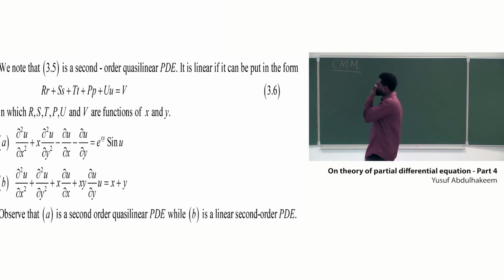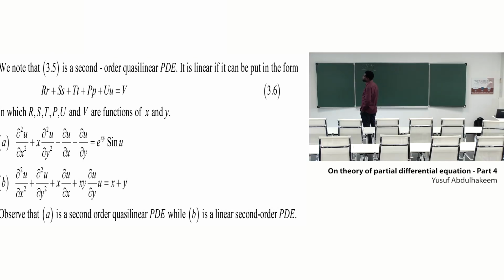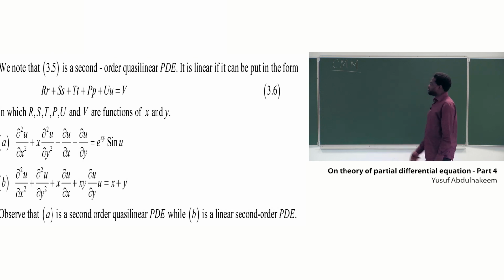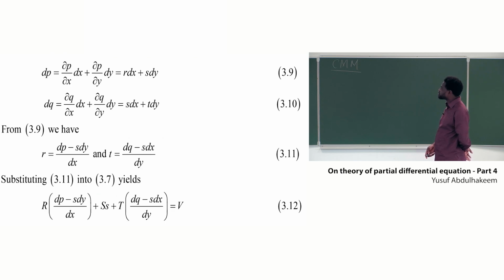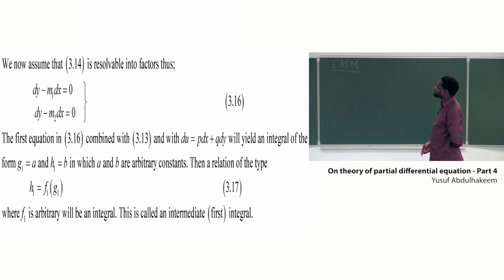So the same thing here with note, we know that 3.5 is a second order quasi-linear PDE, and it is linear if it can be put in this form, in which R, S, T, P, U and V are functions of x and y. We also look at this differential equation. Then we talk about Monge's method also. We look at the transforms that are involved in this method, which happens to be these also. Then we have all these. You can still remember all these.